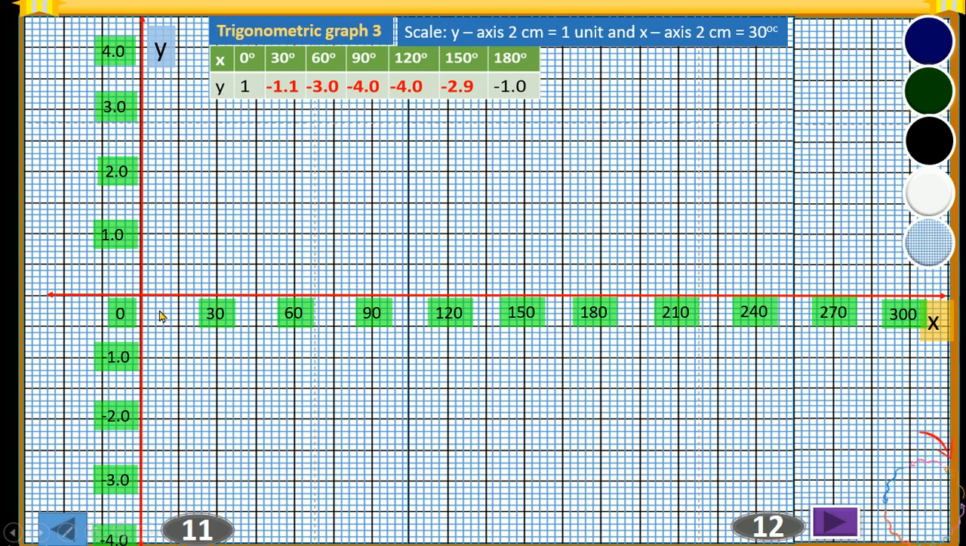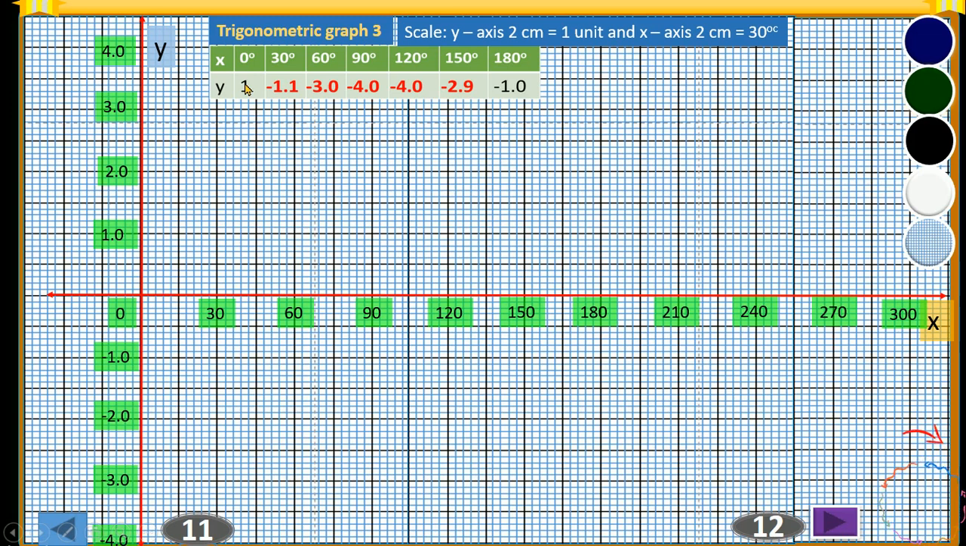On the x-axis, every 2 centimeters is 30 degrees. Another 30, 30, 30, and then till the end you get to 300. Then 30 degrees divided by 10 will give us 3, so each small square is 3 degrees. Using this scale, we can now start the plotting.